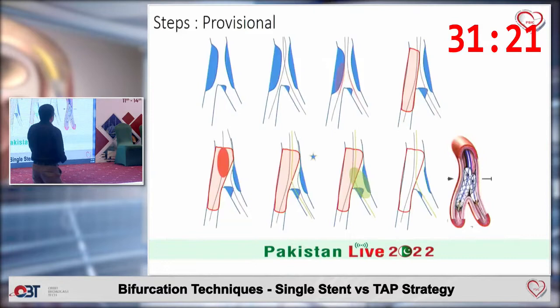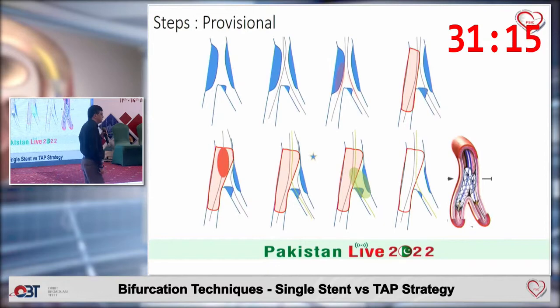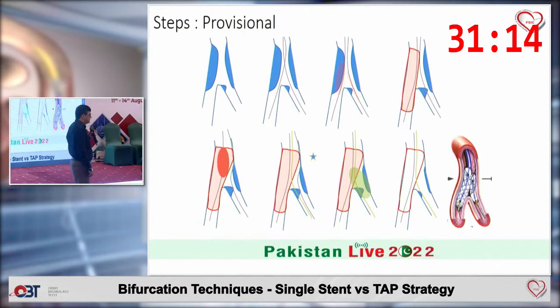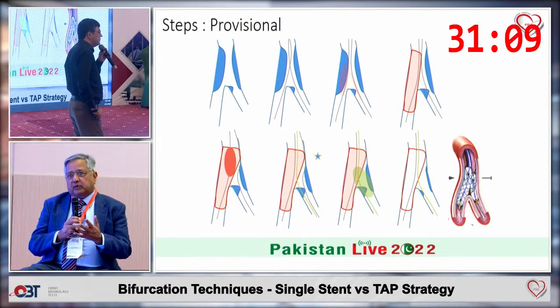You just need 3 wires in your armamentarium. BMW is pretty good. Then what we have is a run-through wire. I don't know if it's available here or not. Yes, it's available. And Pilot 50. You just need those 3 wires, maybe a Whisper wire. Not more than that.